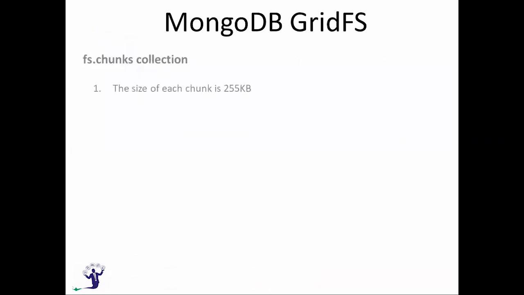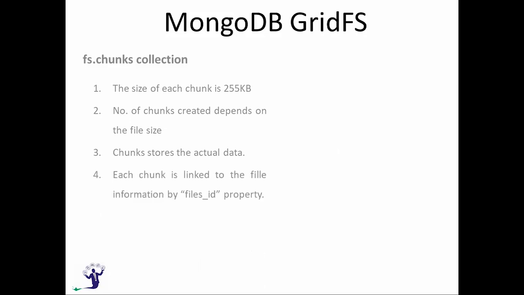In the fs.chunks collection, the size of each chunk is 255 KB. The number of chunks created depends on the file size, which I have already shown you. When we took a small file, only one chunk was created. When I took a slightly bigger one, it was 6. And when we took a bigger one, somewhere around 10 or 11 chunks were there. Chunks store the actual data. Each chunk is linked to a file's information by the files_id property.